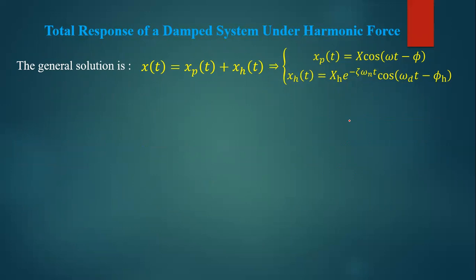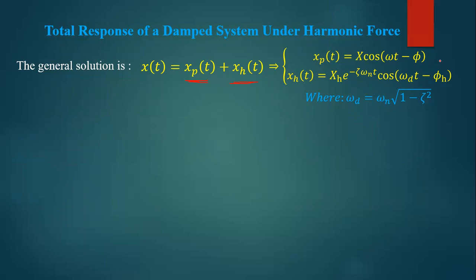So we have a particular solution and a homogeneous solution. The homogeneous solution is the solution obtained for the homogeneous part of the equation. So in our governing equation, we create the homogeneous part by equating the governing equation to zero, avoiding the forcing function. And then the particular solution is in the general form for the forcing function.